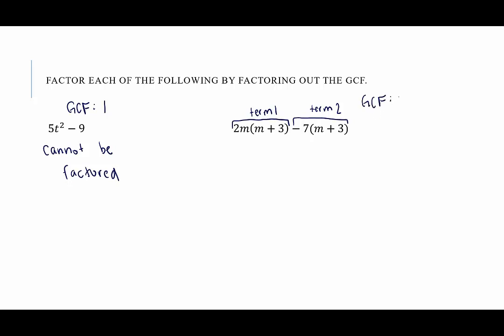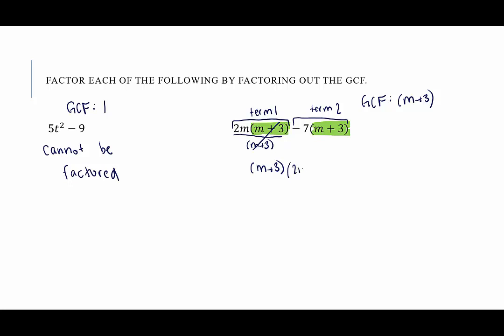The factor that they both have is the m plus 3, right? This is a factor because the only thing happening to it in this first term is it's being multiplied by 2m. It's a factor of the second term because it's being multiplied to that minus 7. So that is the GCF. We pull out the GCF just like we do with any other question, and then we divide it into each term. When I divide it into the first term, what am I left with?